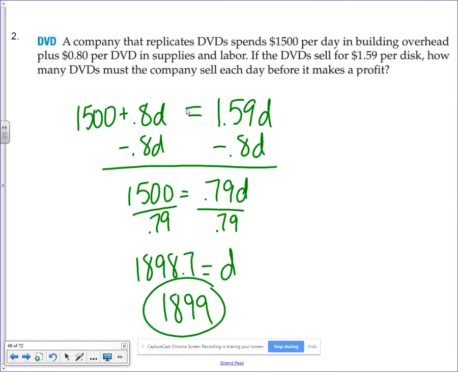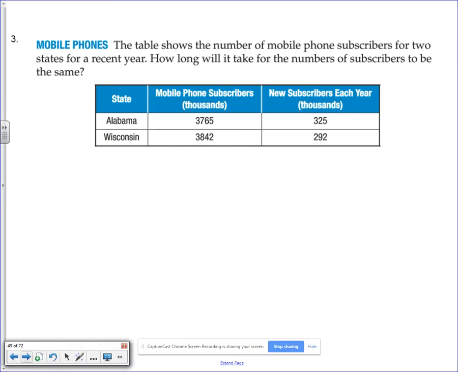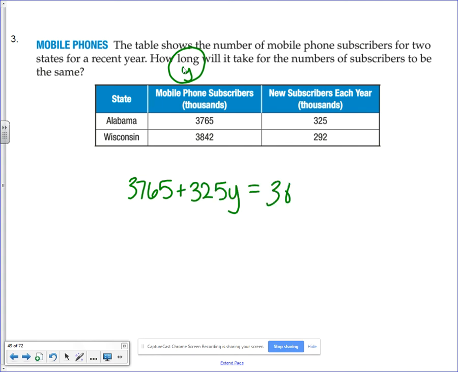Okay. Last word problem here. We're talking about cell phone subscribers. It says, how long will it take for the number of subscribers to be the same? So how long? I'm going to use Y for the years. Okay. Alabama started out with that many, and they're adding that many every year. Wisconsin started out with this many, and they're adding this many per year. So go ahead and solve that.